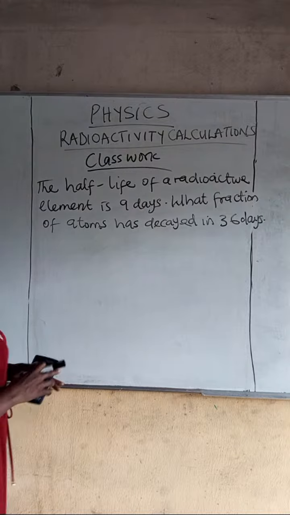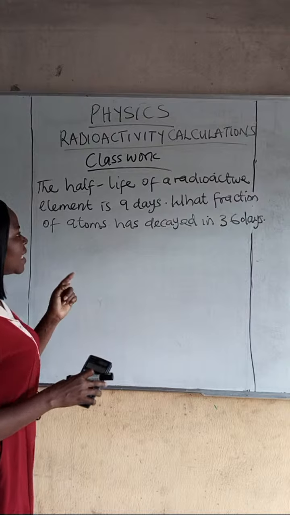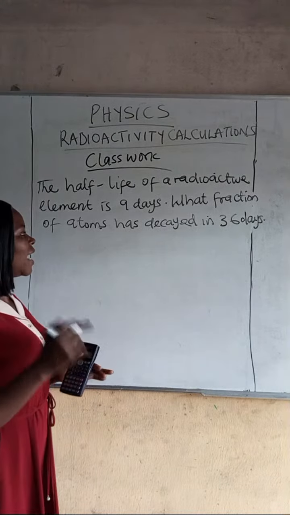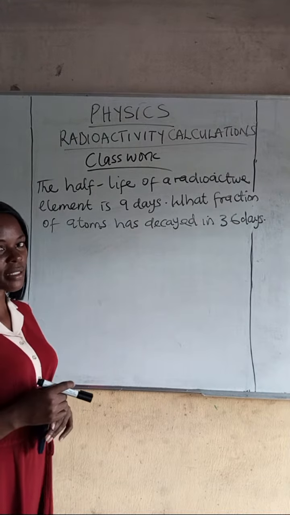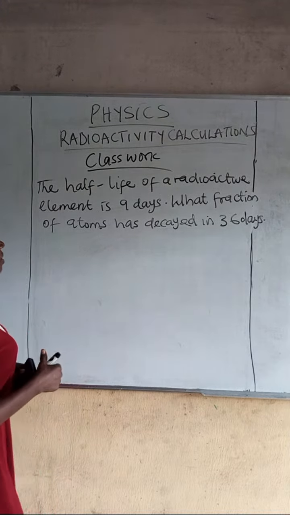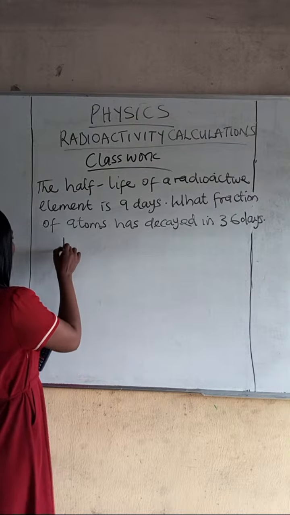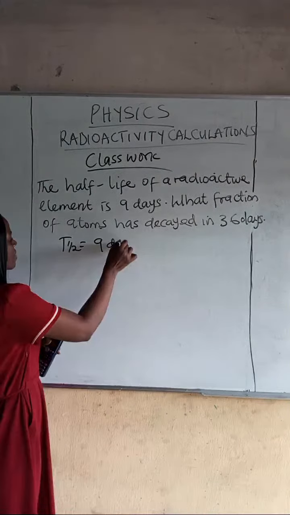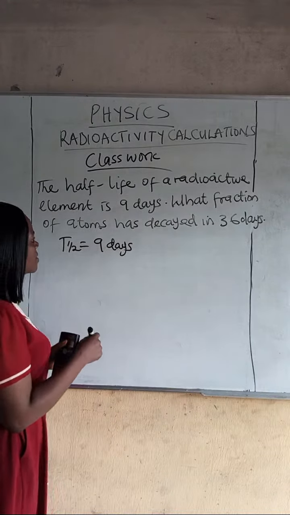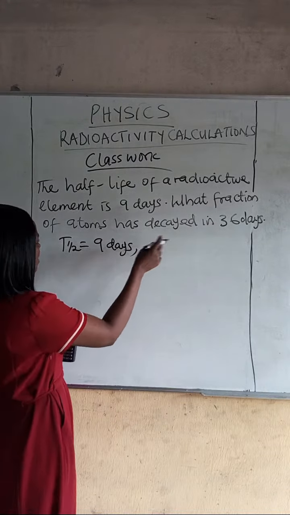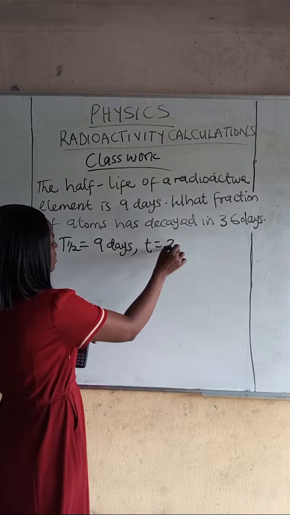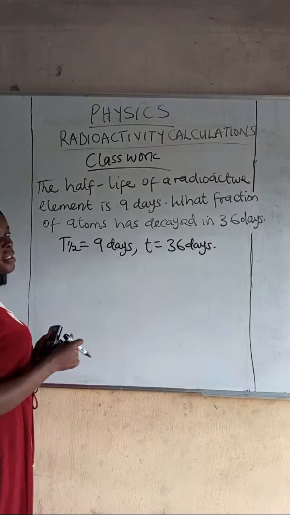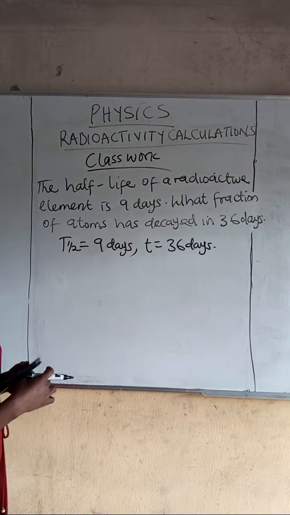All right, class, let's solve the question on the board. The half-life of a radioactive element is 9 days. What fraction of the atoms has decayed in 36 days? Now, for us to do that, our half-life is equal to 9 days. Then the time given is 36 days. Now, what fraction are we looking for?